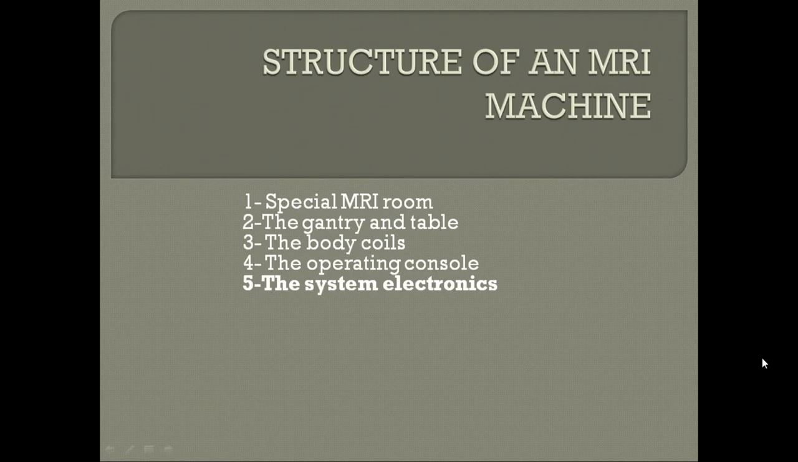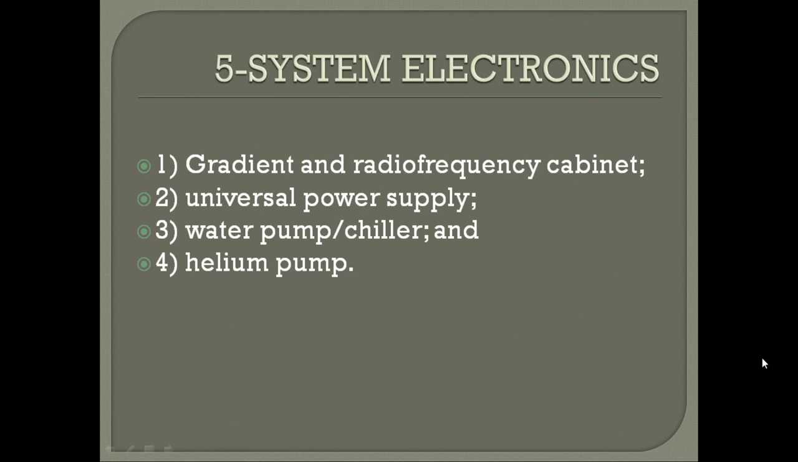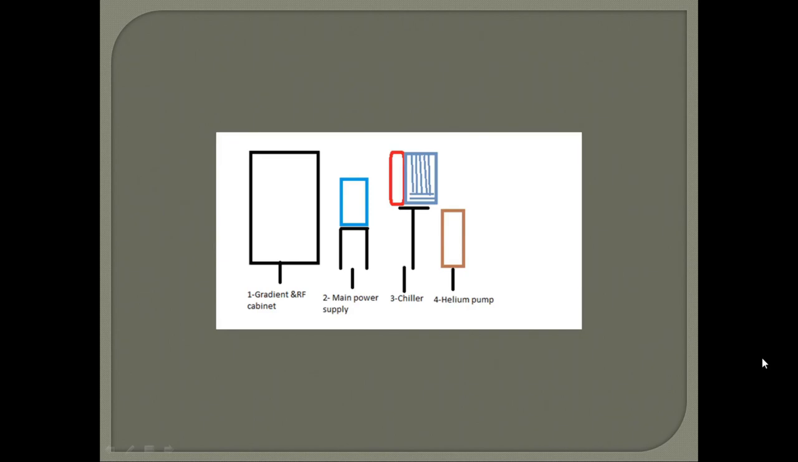The important system electronics that you must be well versed with are the gradient and radio frequency amplifiers, which are placed in a special room in a cabinet, the power supply, a water pump and chiller, and a helium pump. This is not what it looks like at all. It is just to show you the components.